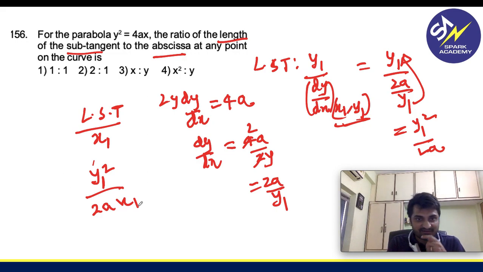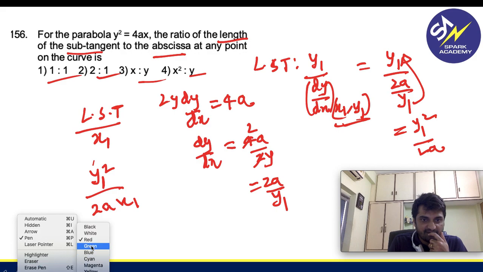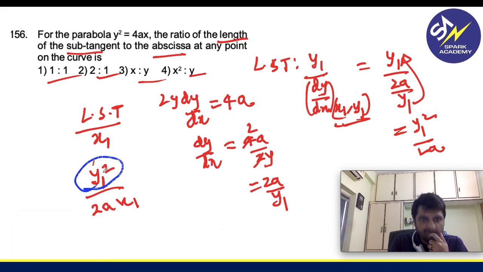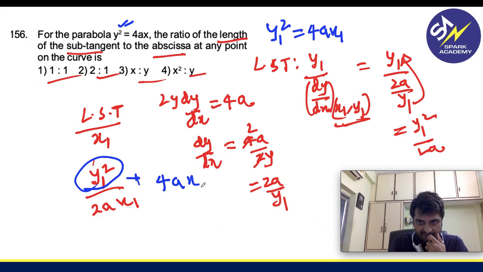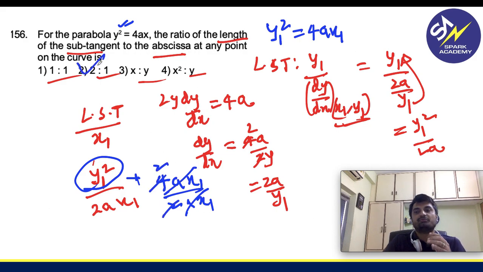Now what is y1 square? Here they are giving a ratio, right? But can we find the value of y1 square, guys? You can, because y square is 4ax. So basically y1 square will be what? 4a x1 I can write, right? So this part I can write as 4a x1 whole divided by 2a x1. This cancelled, so you're getting 2 by 1. 2 is to 1 is the answer. Very simple.